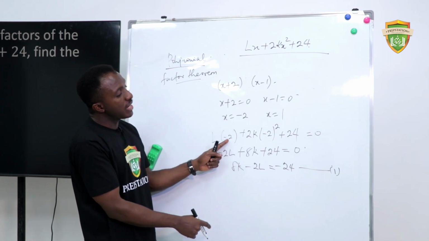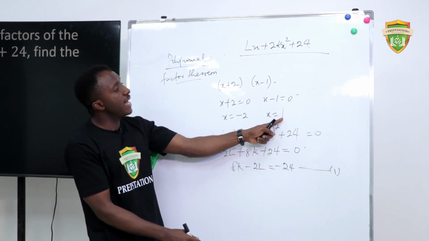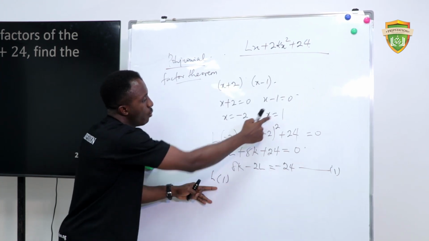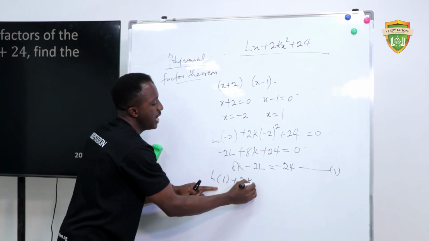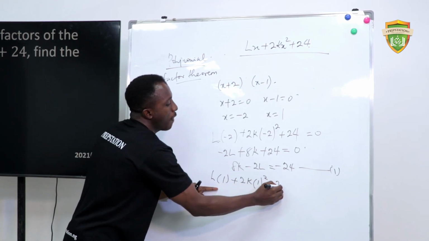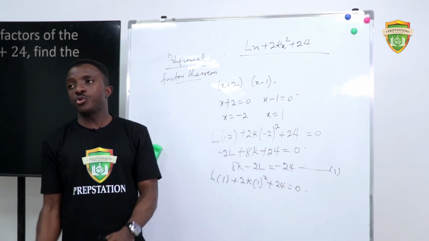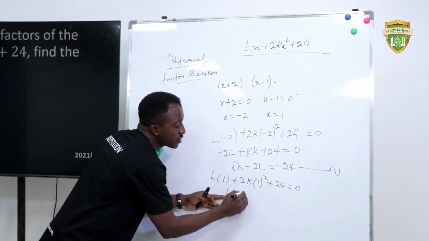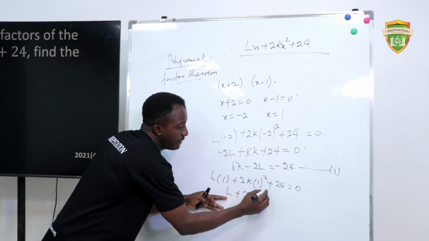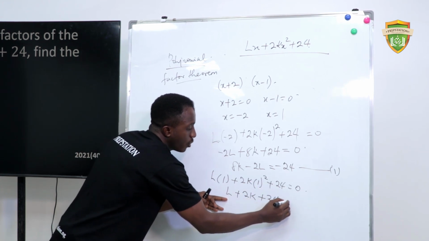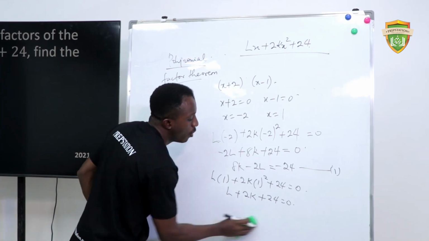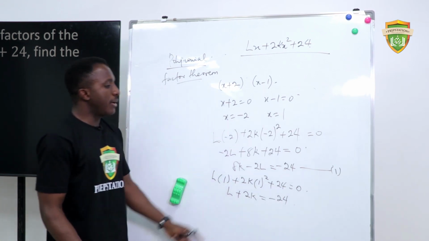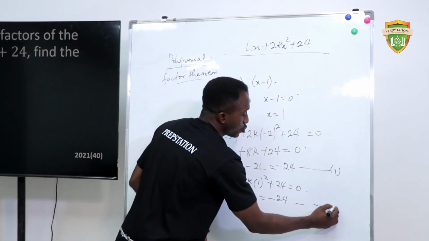Now what I've done here is what I will do here. I'm going to put the value of x here into this function. So that would leave me with L. Remember, I have 1 plus 2k, 1 squared plus 24. Remember also, it's going to be equal to 0. The reason is it's a factor. So if we treat that, we have L plus 2k plus 24 equals 0. Just like we did here, we can also send the 24 over to the other side. So we can have minus 24. Now, this is equation 2.